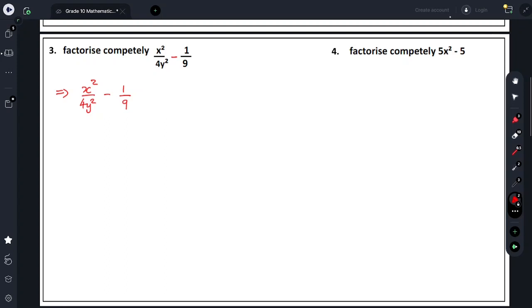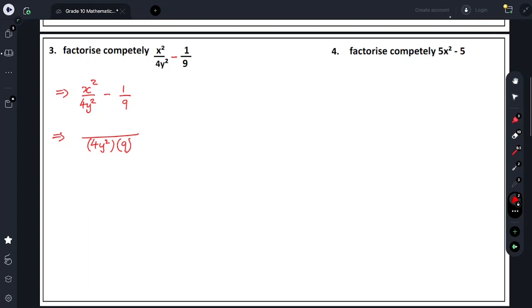So this one, first of all, what we can do is to factor out what may be common on these two terms. First of all, let's try to write this as a single fraction, because in this question we can't see these two terms being factored out. So the common denominator will be 4y to power 2 times 9.